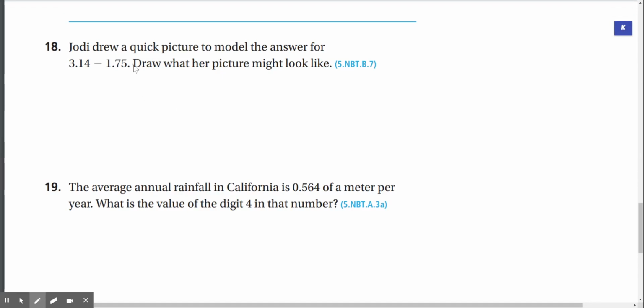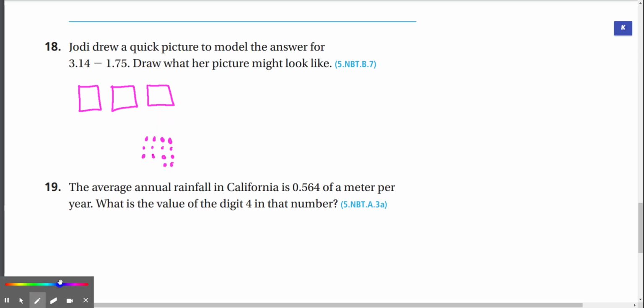Number 18. Jody drew a quick picture to model the answer for 3.14 minus 1.75. Draw what a picture might look like. Okay, we're going to draw 3.14. That's going to look like this. Now we're going to subtract 1.75. Let's start with the hundredths place first. We're going to subtract 5 dots. We don't have 5 dots, so we have to regroup. We're going to cancel out this stick and add 10 dots. Like that. Now we can subtract the 5.